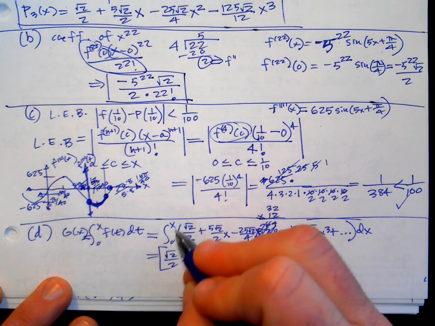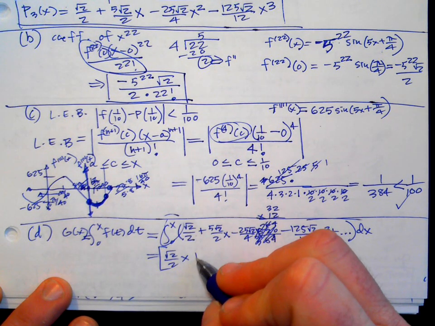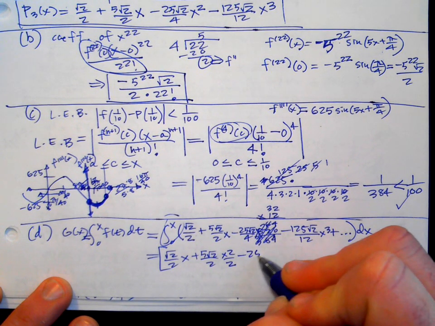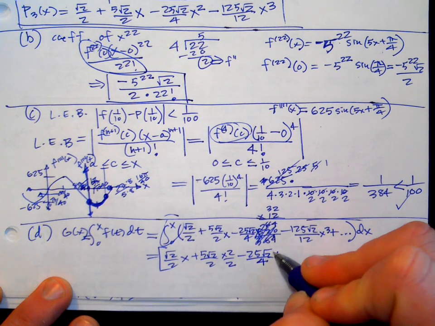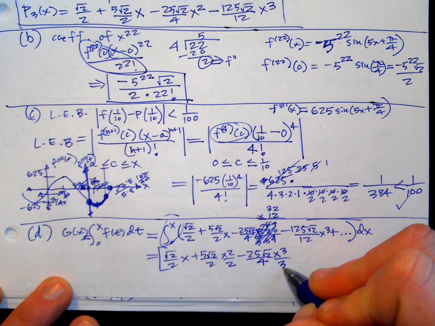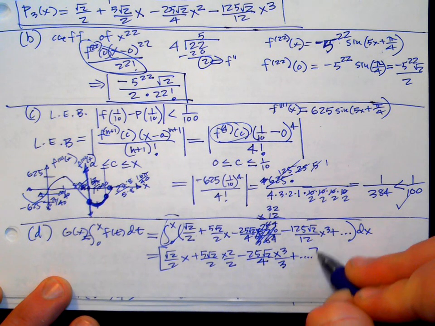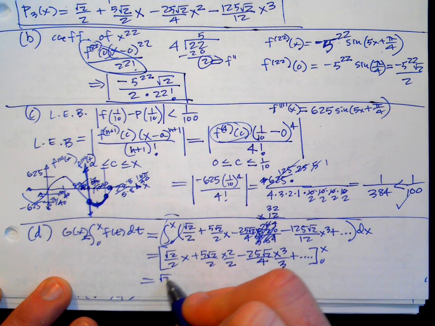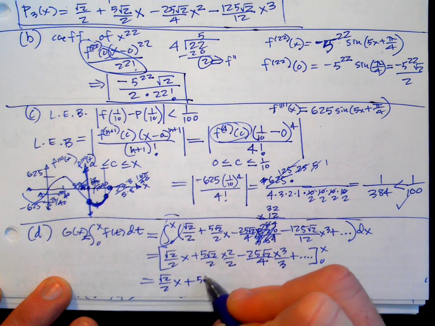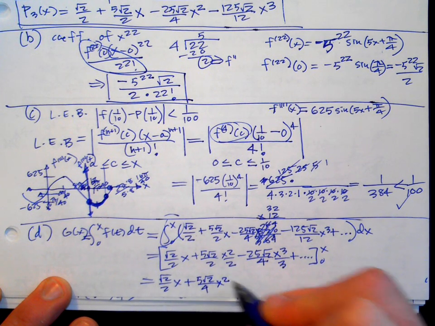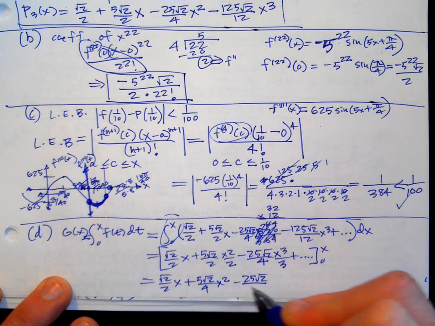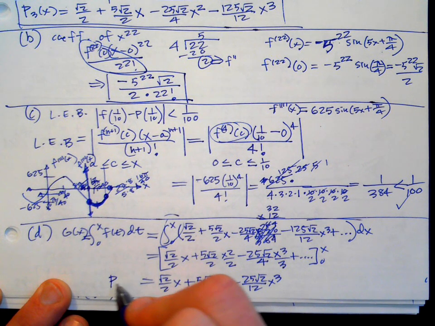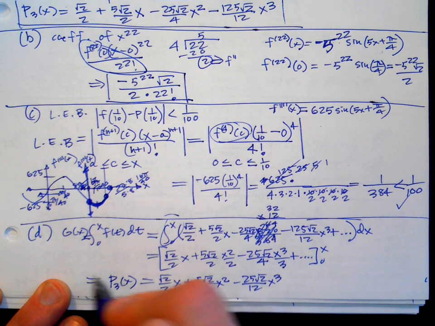And this is a definite integral. Plus 5 root 2 over 2 x squared over 2 minus 25 root 2 over 4 x cubed over 3. And that's good enough. And so we're going to plug x in and plug 0 in. So we're going to get root 2 over 2x plus 5 root 2 over 4 x squared minus 25 root 2 over 12x cubed. And this is the third degree Taylor polynomial for G.